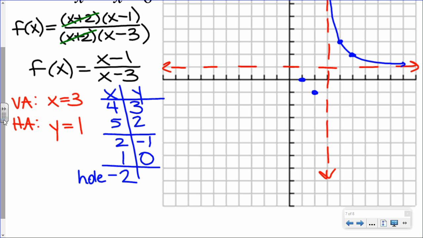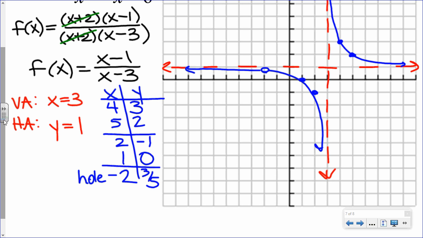You have to go back to this simplified version. When we plug in negative 2, we get negative 3 over negative 5. So at negative 2, 3/5, we have a hole. Pretty cool, right? It looks like the graph x minus 1 over x minus 3, but there is a hole at negative 2 since we canceled out x plus 2.